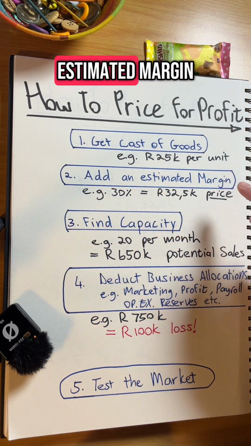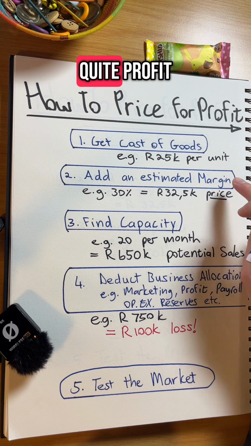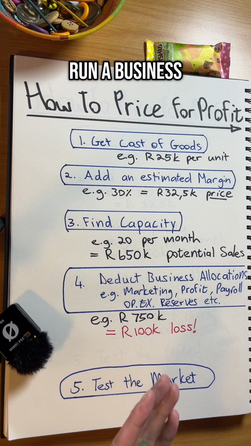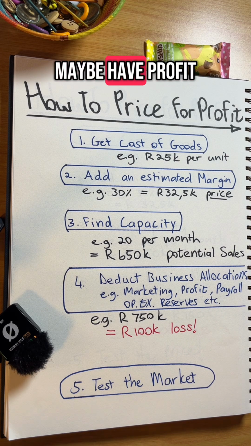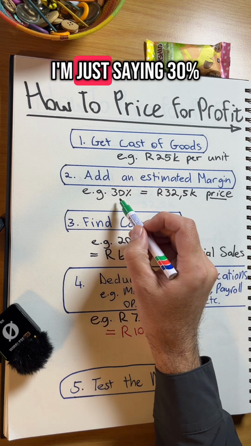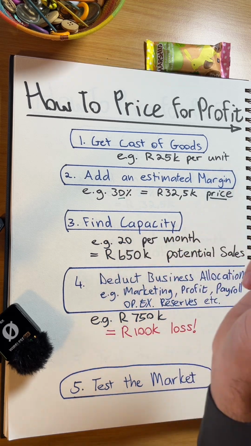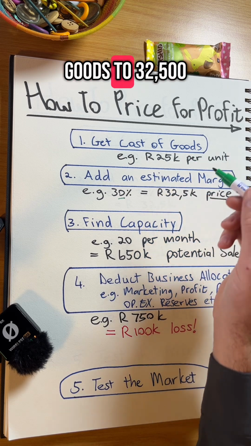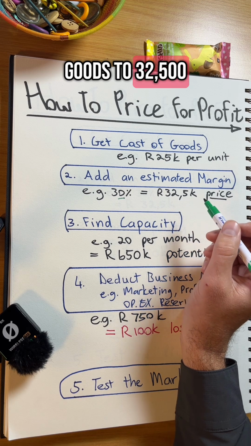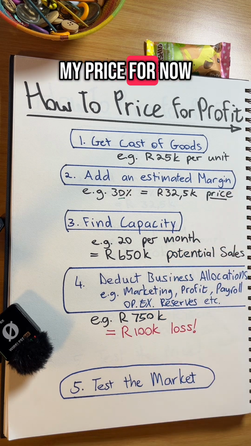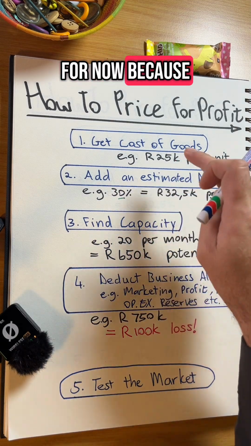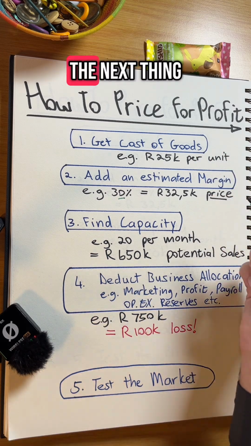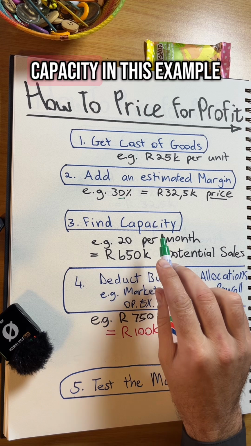Then add an estimated margin. Now this isn't quite profit. This is just a margin I'm adding so that I can run a business that eventually will maybe have profit. So for now, I'm just saying 30%. That would bring my 25,000 I've got up here for cost of goods to 32,500. That would be my price for now. And you'll see why I'm saying for now, because we're going to go up and down until this thing makes sense. The next thing you want to do is find your capacity.